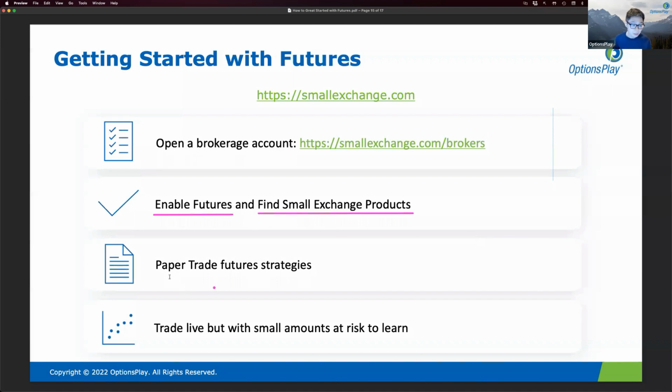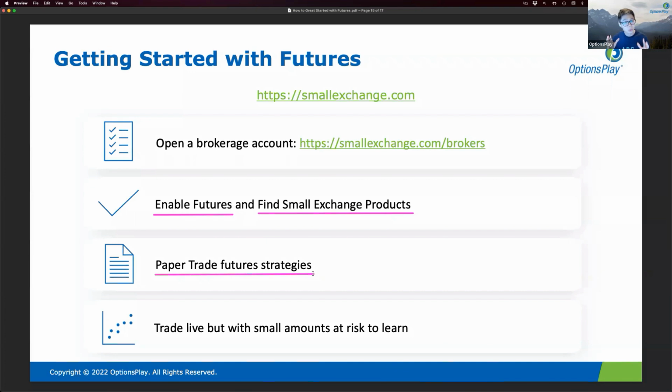So just remember, because you have those accounts, you still have to enable futures first before you can start trading. My suggestion to you is that if you have access, try to paper trade these to start with. But because the small exchange products are so small, I advocate investors who are starting out to trade a single contract, trade one of the small contracts, and get some live trading under your belt.